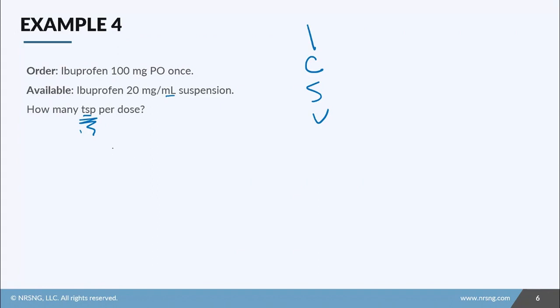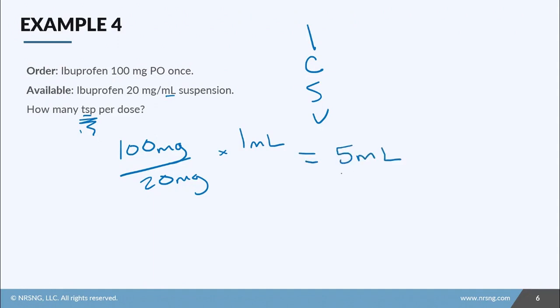So what I want, 100 milligrams, over what I have, 20 milligrams, times what it's in, 1 milliliter. 100 divided by 20 gets me 5. That leaves me with 5 milliliters. Then you have to convert this to teaspoons. How many teaspoons is 5 milliliters? 1 teaspoon.